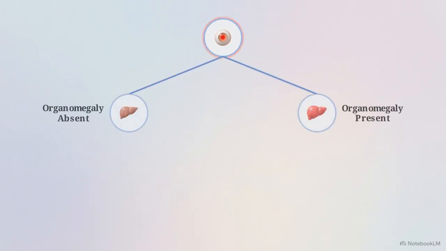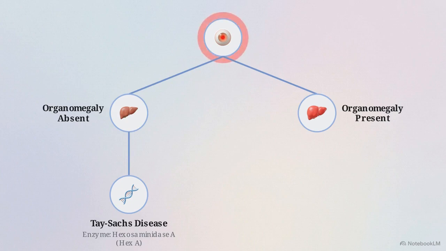This animated logic tree maps the diagnostic pathway for sphingolipidoses, starting from a primary ocular anchor. The central root node represents the macular cherry red spot, a visual indicator of ganglioside buildup in the retina. From this ocular finding, the first critical clinical fork occurs. The physician must physically palpate the patient's abdomen to confirm the presence or absence of hepatosplenomegaly, a severely enlarged liver and spleen. Following the absent pathway leads directly to Tay-Sachs disease.